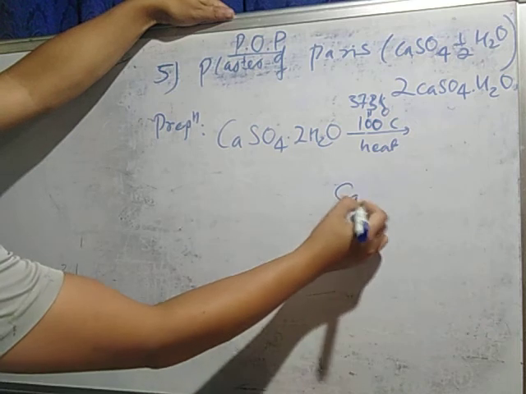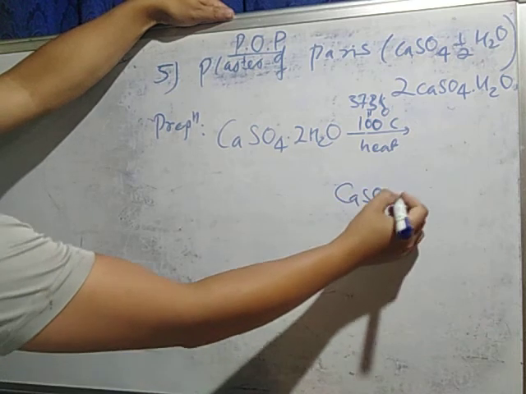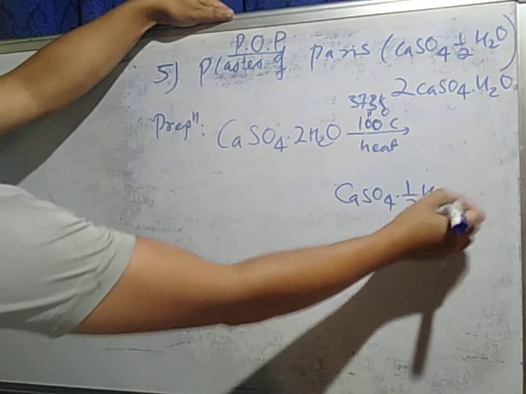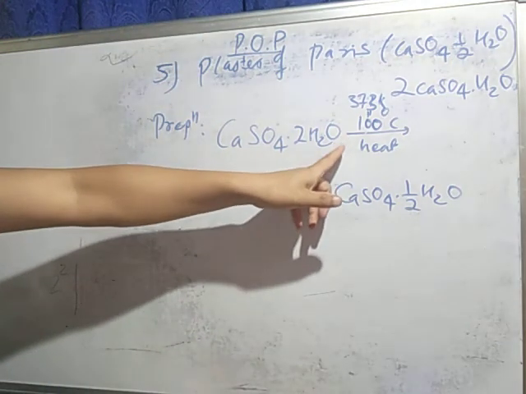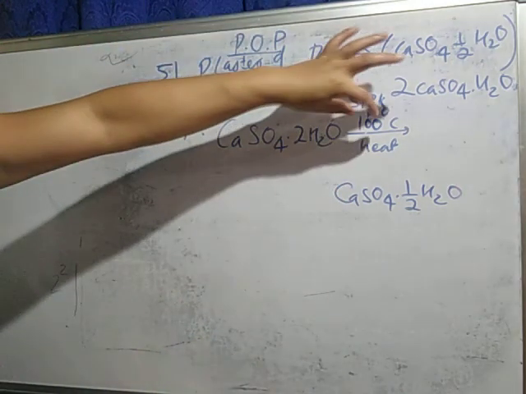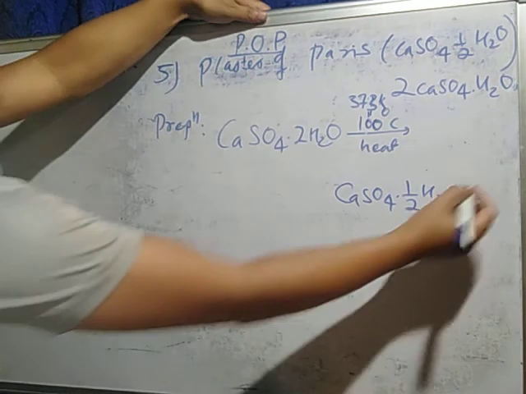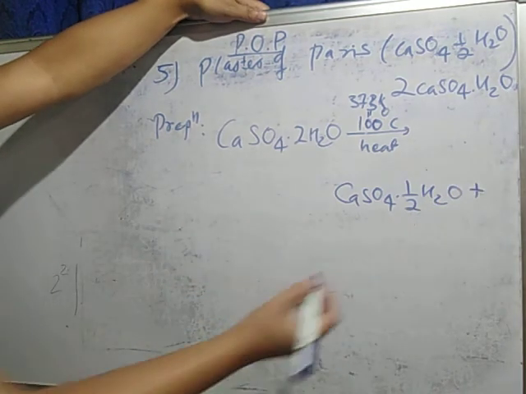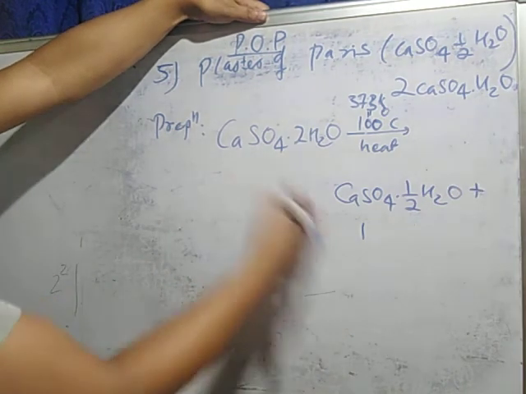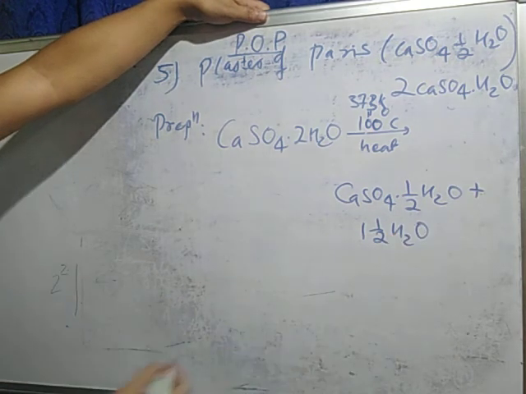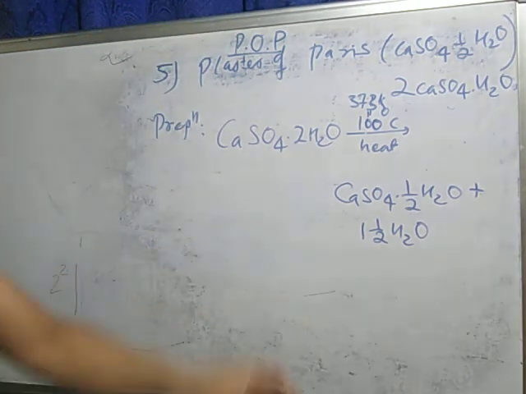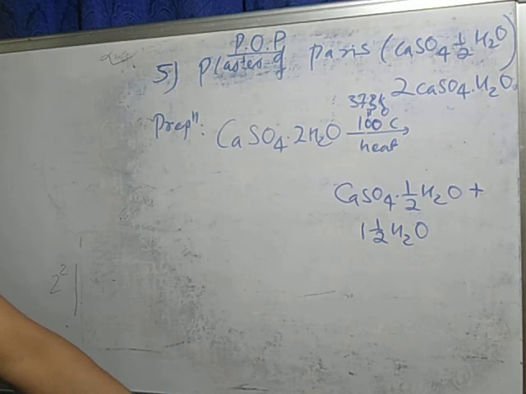So CaSO4 half H2O. Remember, the temperature should be kept at 100 degrees centigrade. Plus water, 1.5 molecules of water are released. So this is also water. So this is plaster of Paris.